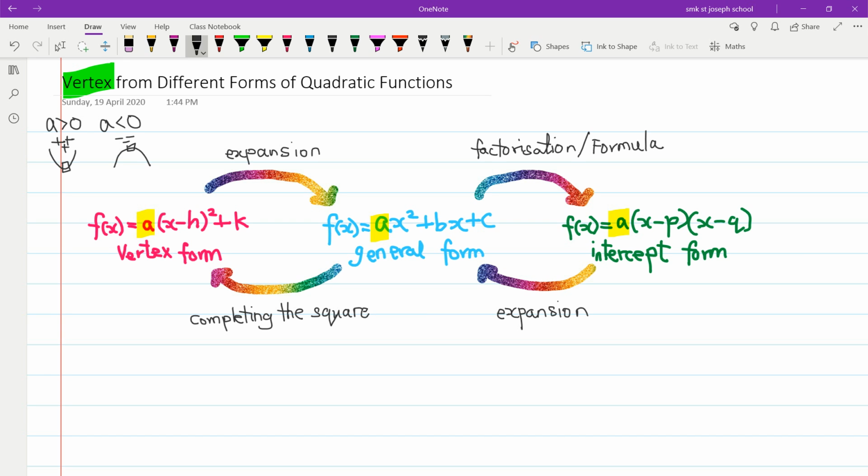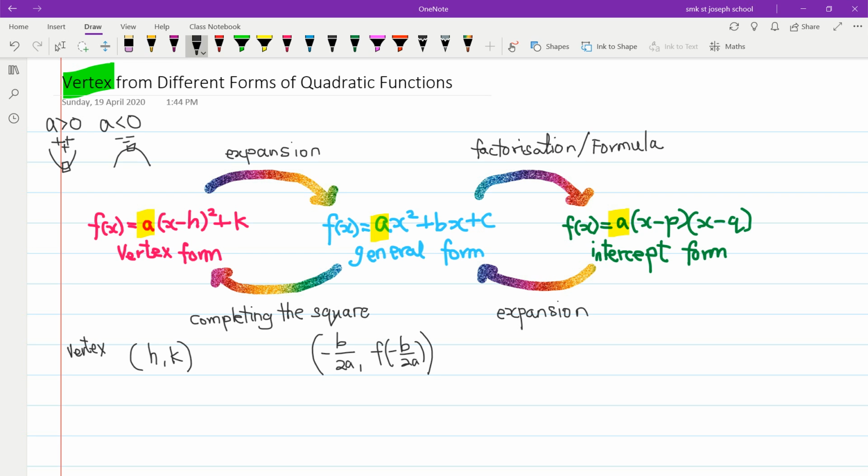Now in vertex form we can get the vertex, the minimum or maximum point, quite easily by taking the value of h and k. x minus h equals 0, x equals h. So in the case of general form, we can get the vertex by applying this formula, negative b over 2a, and f of negative b over 2a.